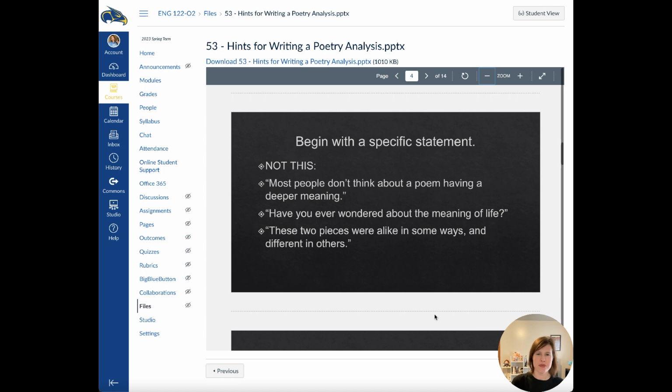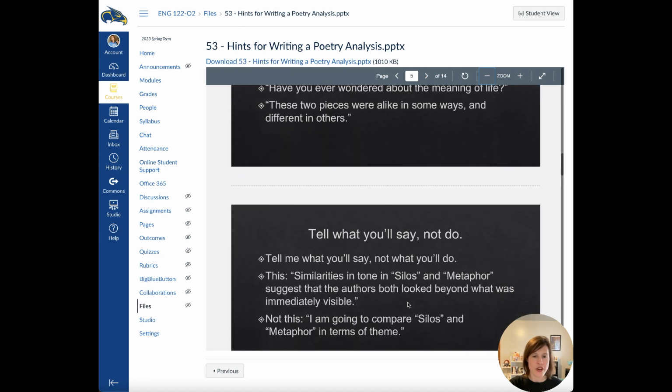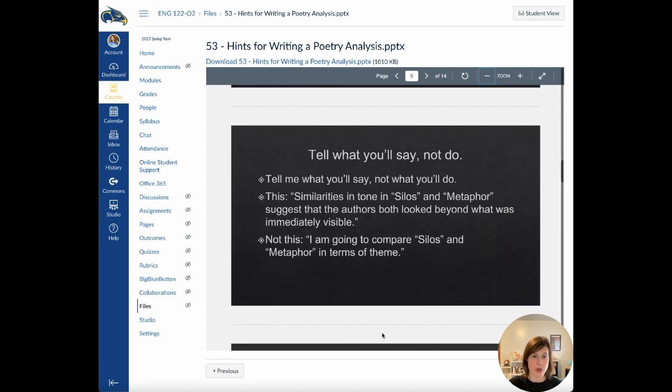And then begin with a specific statement. Don't start with, most people don't think about a poem having a deeper meaning. Have you ever wondered about the meaning of life? Or these two pieces are alike in some ways and different in others. Those are true statements, but they don't really hook your reader in. They're kind of cliched. They're overused. They don't really hook your reader into wanting to read your paper because they've probably seen these types of introductions 1,000 times before. Rather, tell what you'll say, not what you'll do.